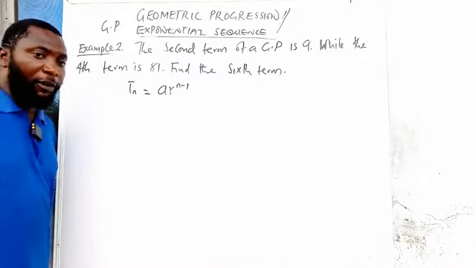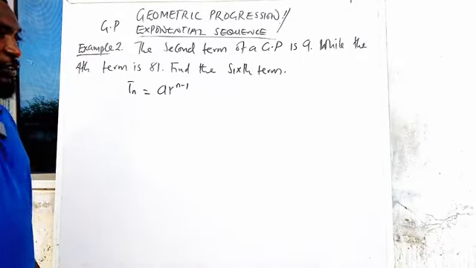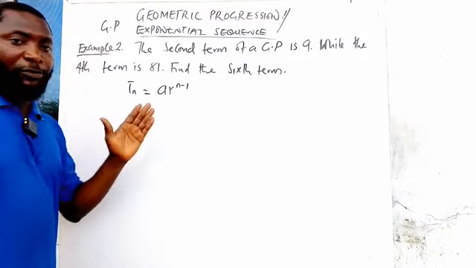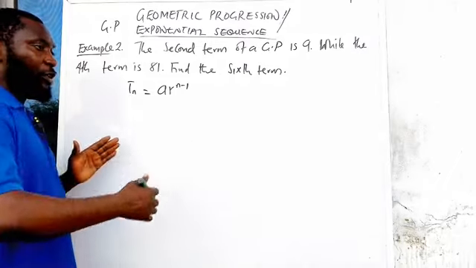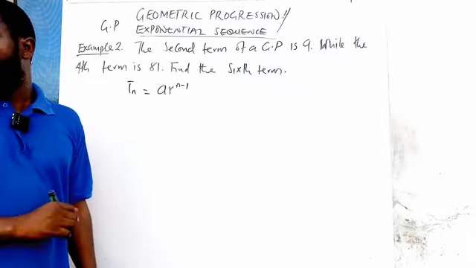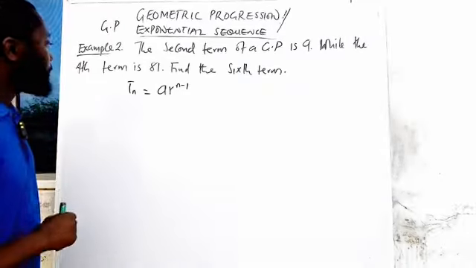And this is the nth term of a geometric sequence. Depending on what you are given, you can generate all the terms, all the members of such a sequence.